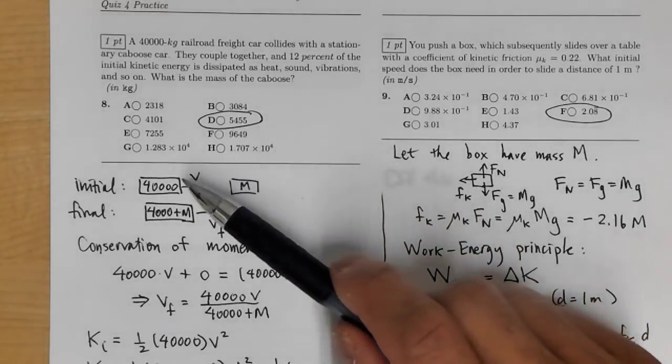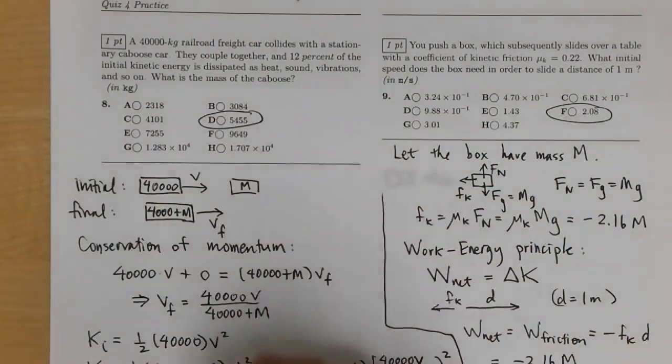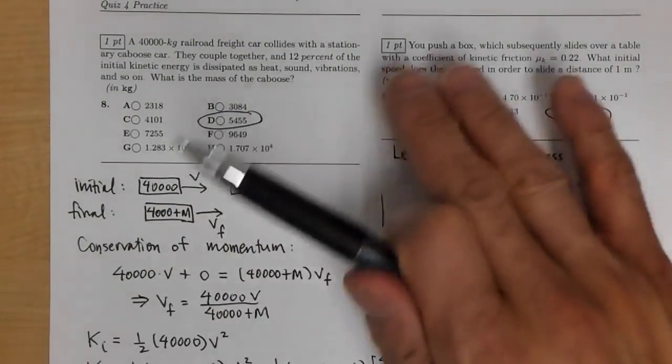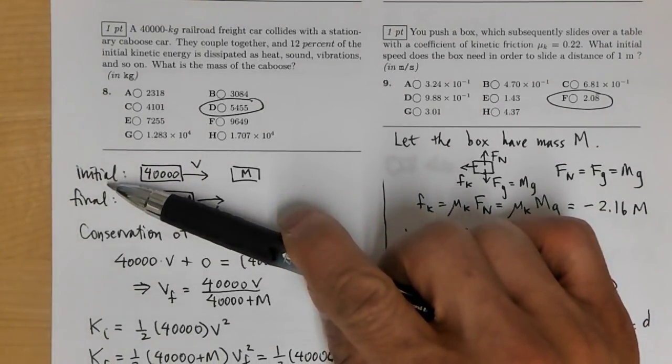So if you don't like carrying things out, you can just say v equals 1 because it doesn't seem to matter in this problem. And that generally works. Okay. So now let's look at the initial case.